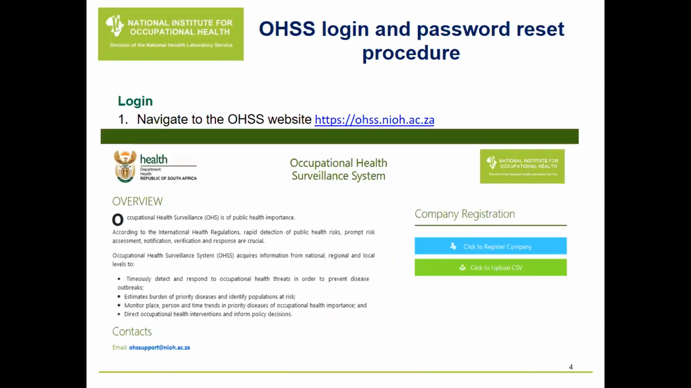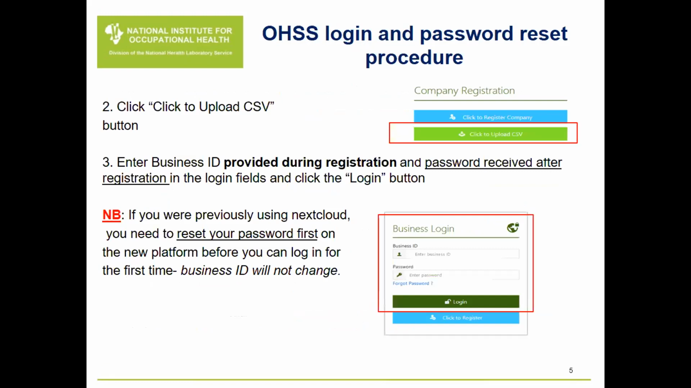In terms of logging into the system, this is the homepage of the OHSS surveillance system. When you get here, you have to click on the Upload CSV tab. You will get to this page, where you click Upload CSV, and then you enter the business ID, which was provided by us during registration, and the password received after registration to log in, and click the login tab.